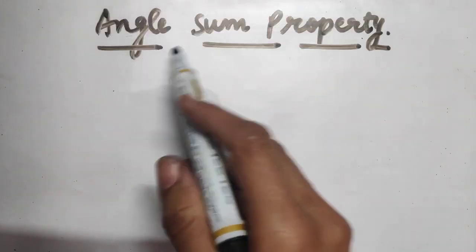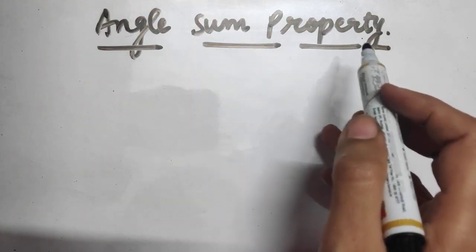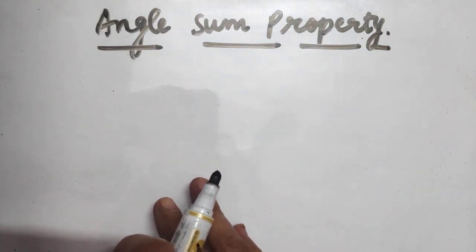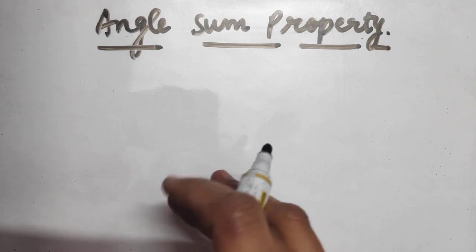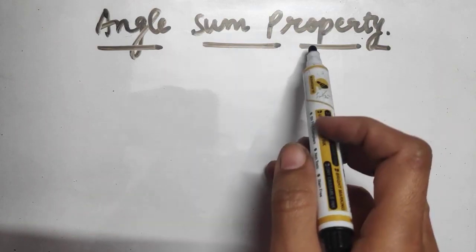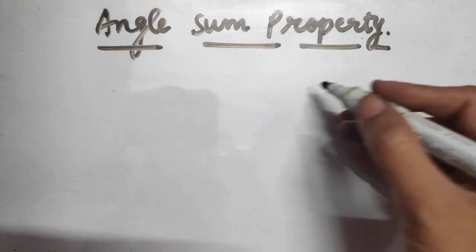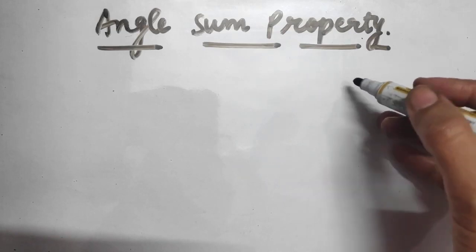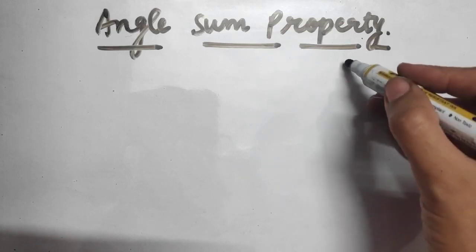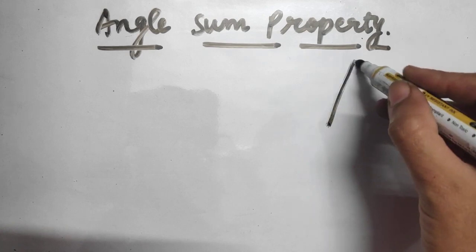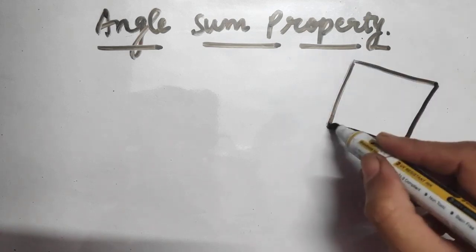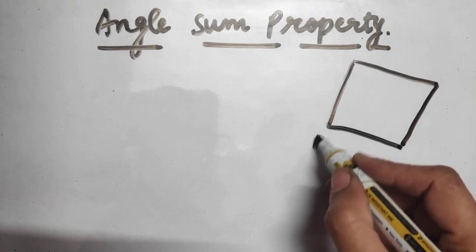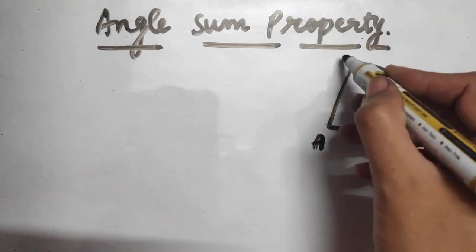So let us talk about the angle sum property of a polygon. Dear children, in your class 7, you have learnt that the sum of all the interior angles of a triangle is 180 degrees. Now we are supposed to find the angle sum property of a polygon. So let us see now. Let us take a quadrilateral ABCD. So the quadrilateral is A, B, C and D.